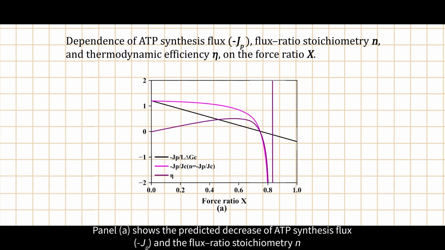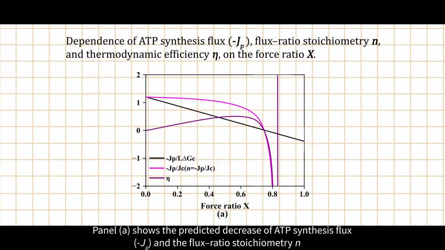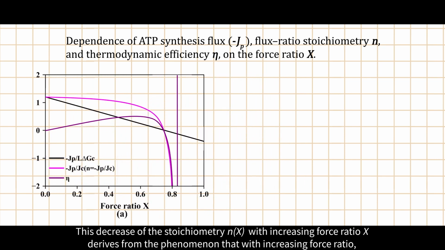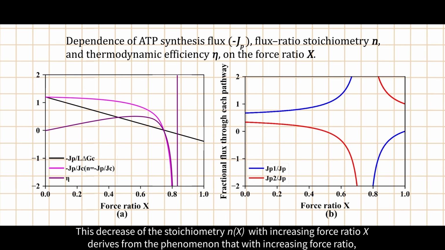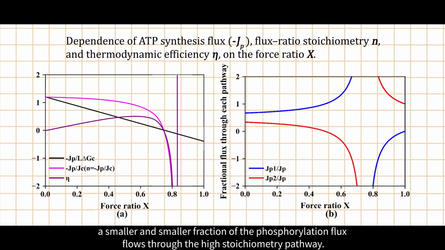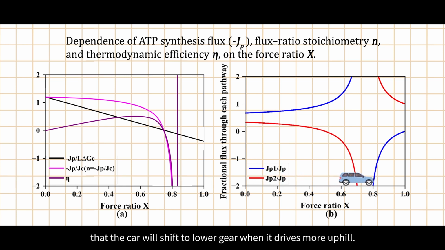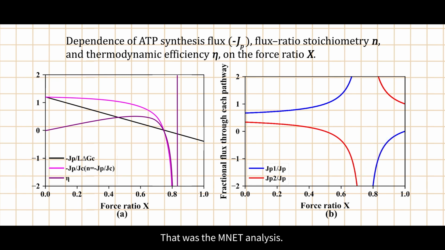Panel A shows the predicted decrease of ADP synthesis flux, JP, and the flux ratio stoichiometry N with increasing force ratio X for an example in which N1 is smaller than N2 and there is no specific uncoupling mechanism. This decrease of the stoichiometry N with increasing force ratio X derives from the phenomenon that with increasing force ratio, a smaller and smaller fraction of the phosphorylation flux flows through the high stoichiometry pathway. This corresponds to the phenomenon in driving, that the car will shift to lower gear when it drives more uphill. That was the MNET analysis.